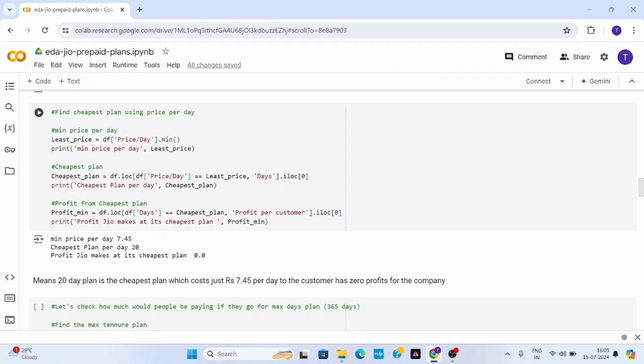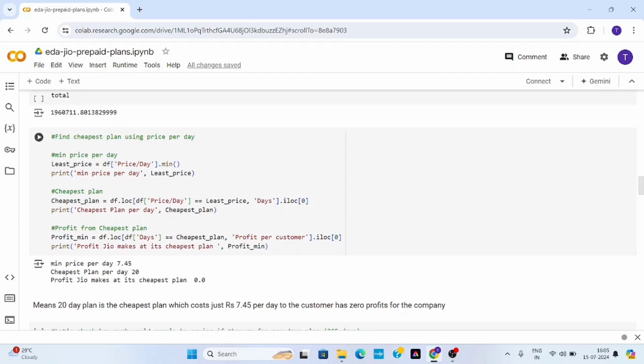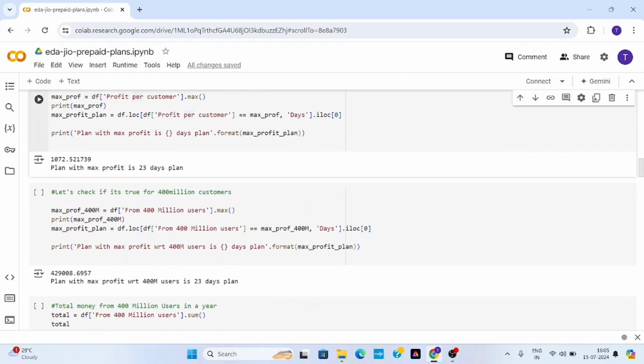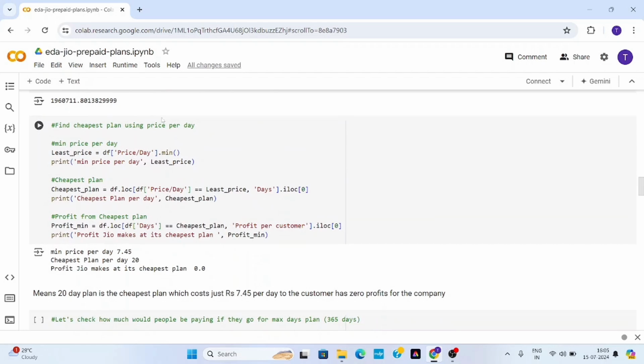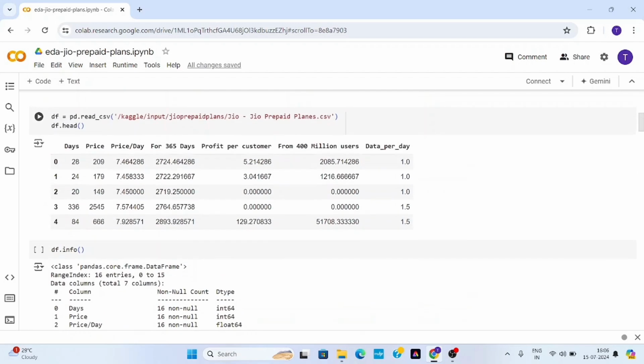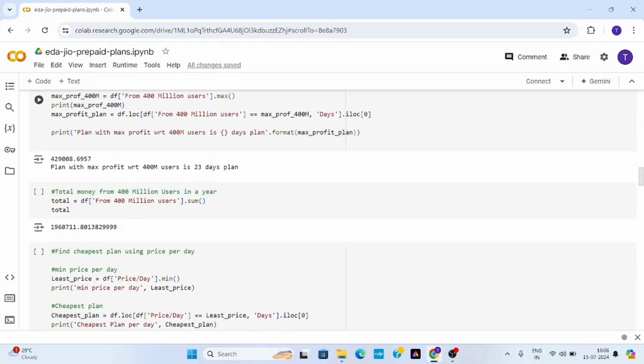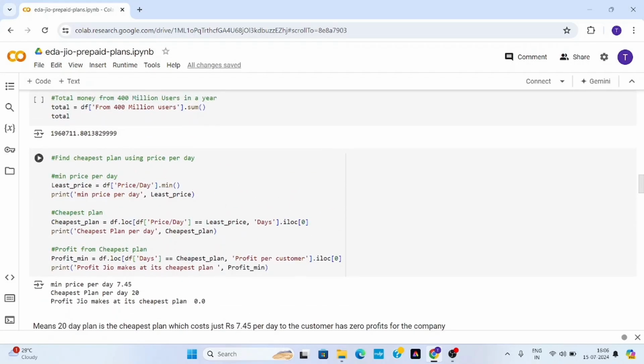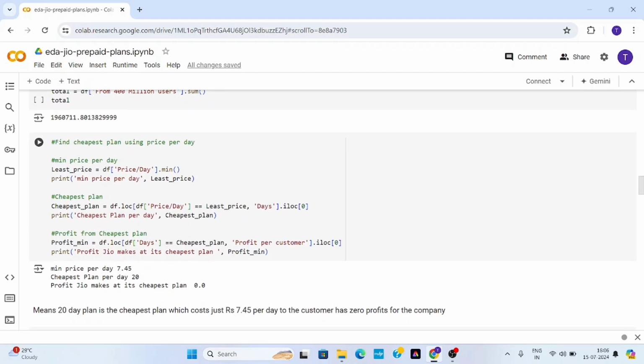So now we want to calculate the cheapest plan. We calculated the maximum profit; now we want the cheapest plan. What may be the cheapest plan? The minimum price per day. So we find the minimum value of price per day, using the minimum function. You will get the minimum price, which is around 7.45 per day.